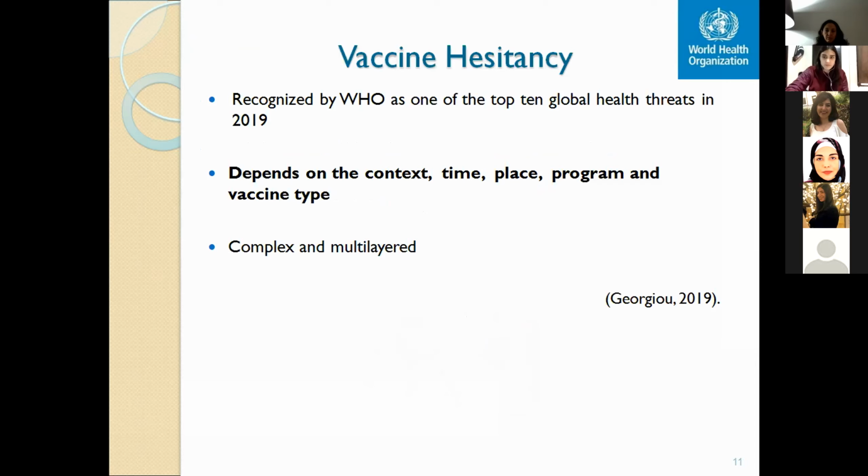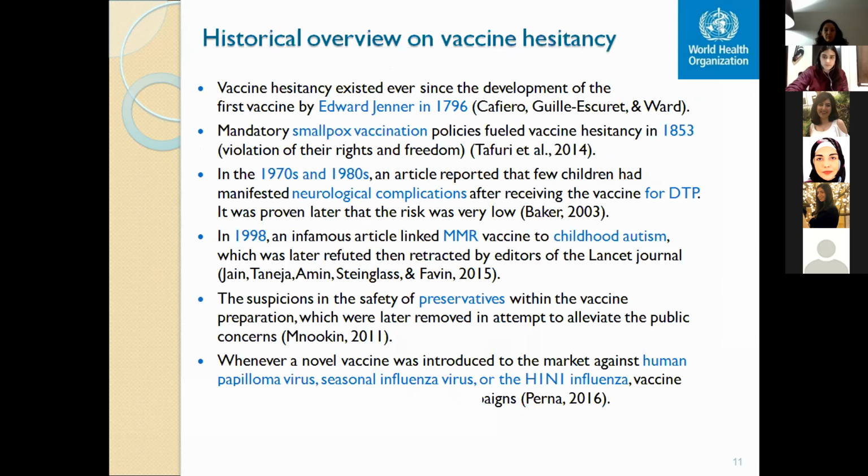So here's the deal. How do we define vaccine hesitancy? And is it really important to us? WHO recognized it as one of the top 10 global health threats in 2019. The most important thing when we are dealing with vaccine hesitancy, it depends on the context, time, place, program, and the vaccine type. It is a complex and a multi-layered phenomenon.